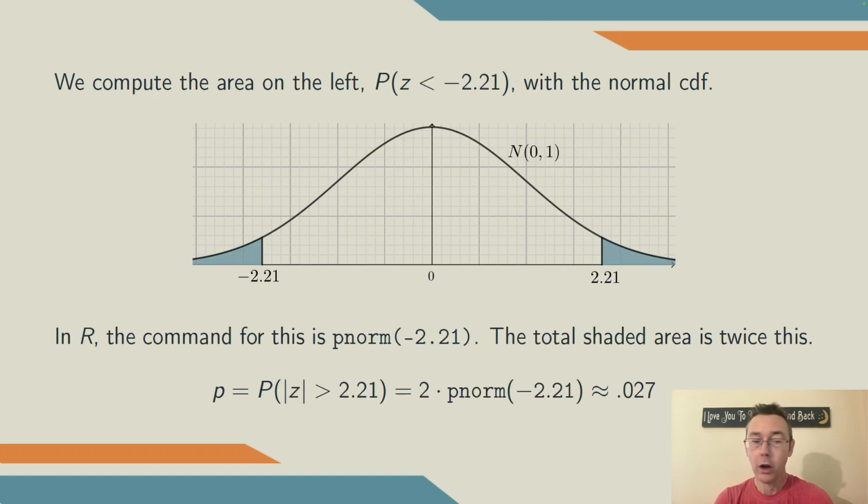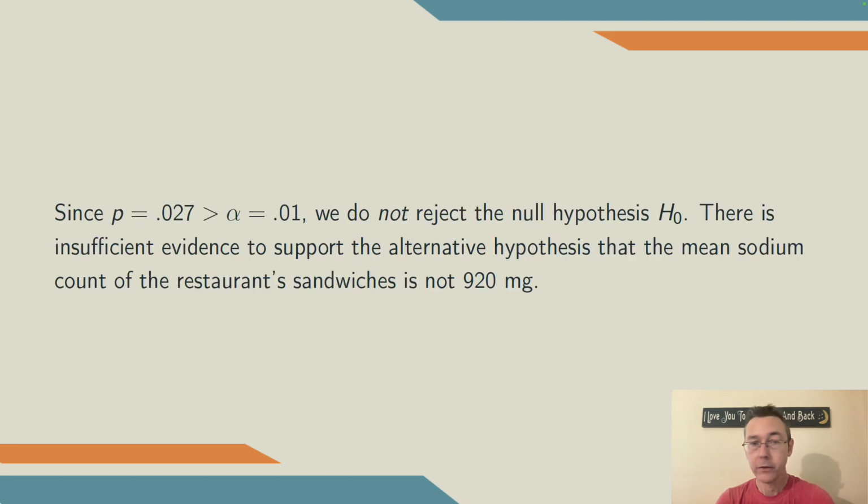The command in R is pnorm of negative 2.21. As always with normal calculations, you should do this using technology. When we do pnorm of negative 2.21 and double it, we get a p-value of 0.027. Now, we set a significance level of 0.01. This p-value is greater than that. Since p is greater than alpha, we do not reject the null hypothesis. There's insufficient evidence to support the alternative that the mean sodium content of the restaurant sandwiches is not 920 milligrams.